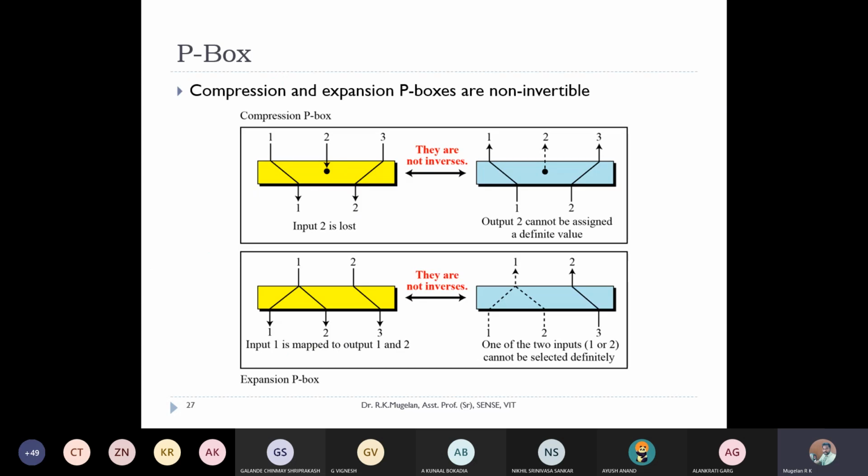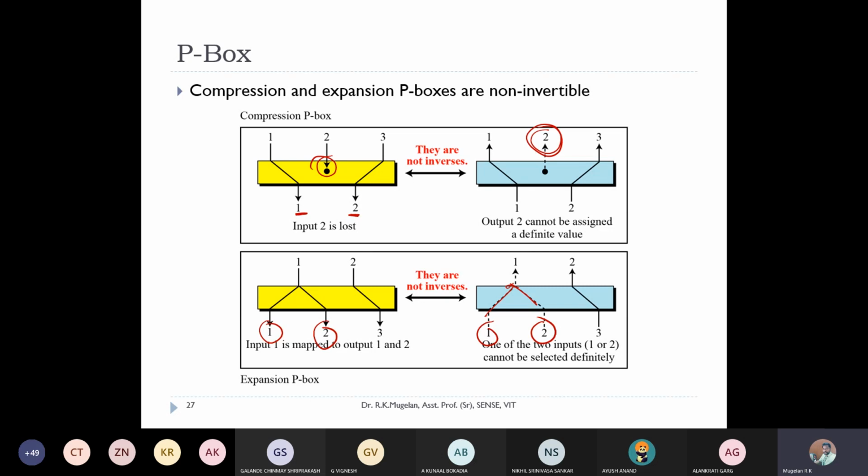Whereas if we go for the other types of p-boxes like compression p-boxes and expansion p-boxes, I can't find the invertible property, because in compression p-boxes you will have dropped this input 2. So you'll have the output as 1 and 2. From this 1 and 2, it is not even possible to get the value of 2 here. Whereas in expansion p-boxes, from 1 I got the values of 1 and 2 here. So with the help of 1 and 2, you can't map back to the same value which was generated here. So compression p-boxes and expansion p-boxes do not obey the invertible property, and they are non-invertible.